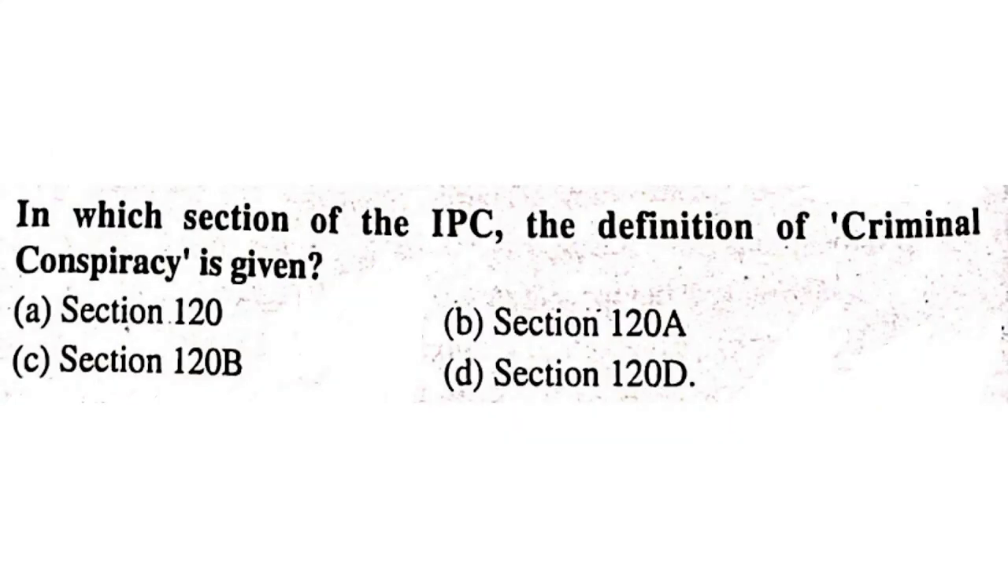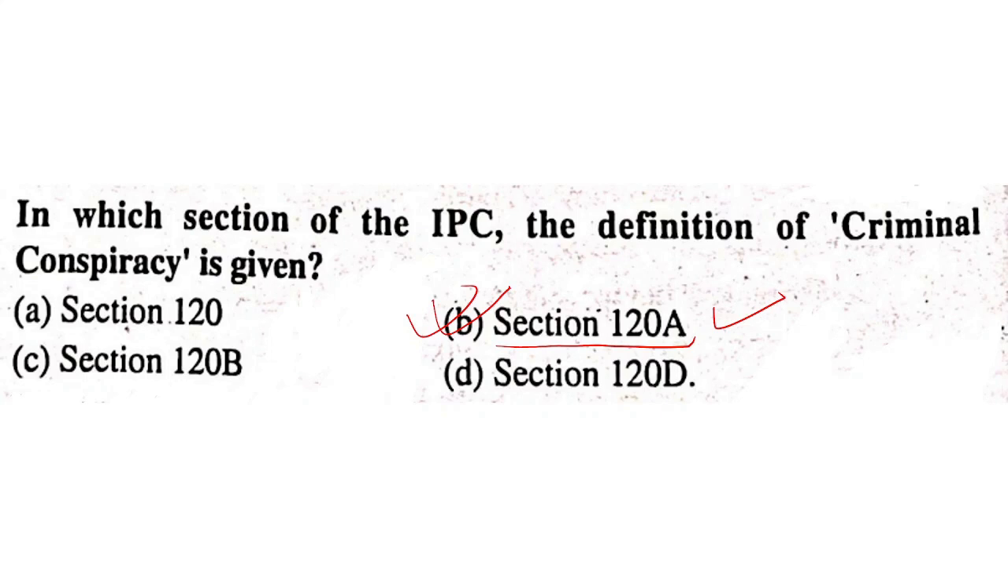In which section of IPC is the definition of criminal conspiracy given? Section 120, Section 120B, Section 120A or Section 120T? Criminal conspiracy is given under Section 120A. This is the correct answer. Criminal conspiracy under Section 120A.